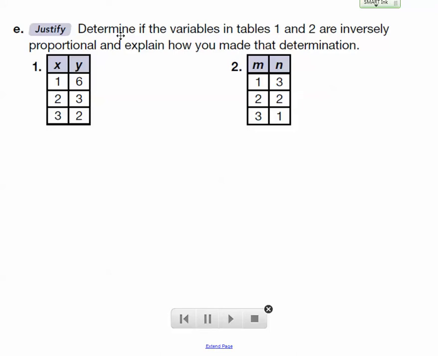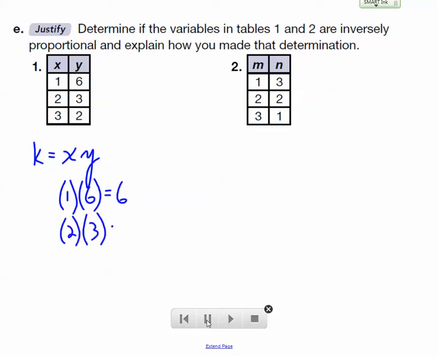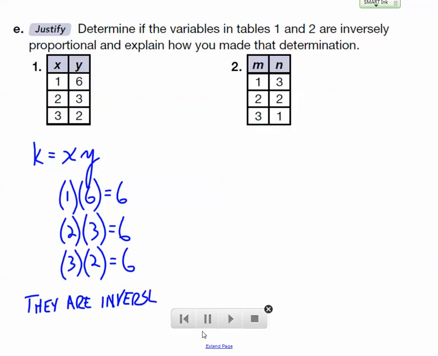So here we're being asked to determine if the variables in tables 1 and 2 are inversely proportional and explain how you made that determination. Well, if they're inversely proportional, then x times y should always equal the same thing. So k equals x times y. So 1 times 6 equals 6. 2 times 3, that also equals 6. And 3 times 2, that also equals 6. So this is an example of an inversely proportional relationship. So these values of x and y are inversely proportional.